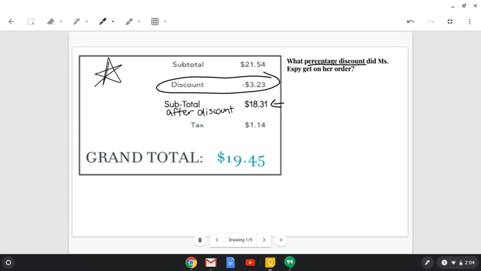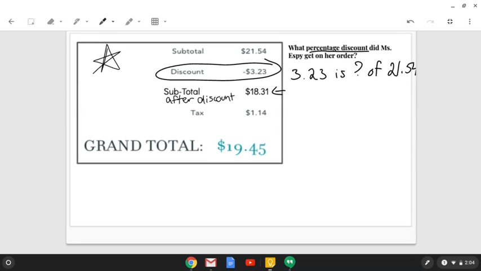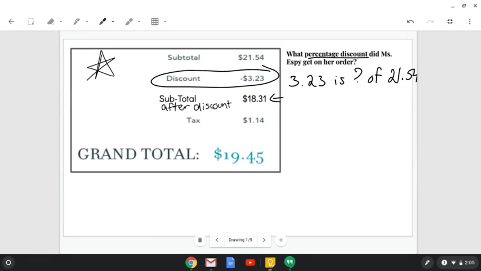So here's what it's asking me. 3.23 is what? That's what the question mark is, of my original price, $21.54. So 3.23 is question mark, or what percentage, right? That's what the question is asking me: what percentage of 21.54.